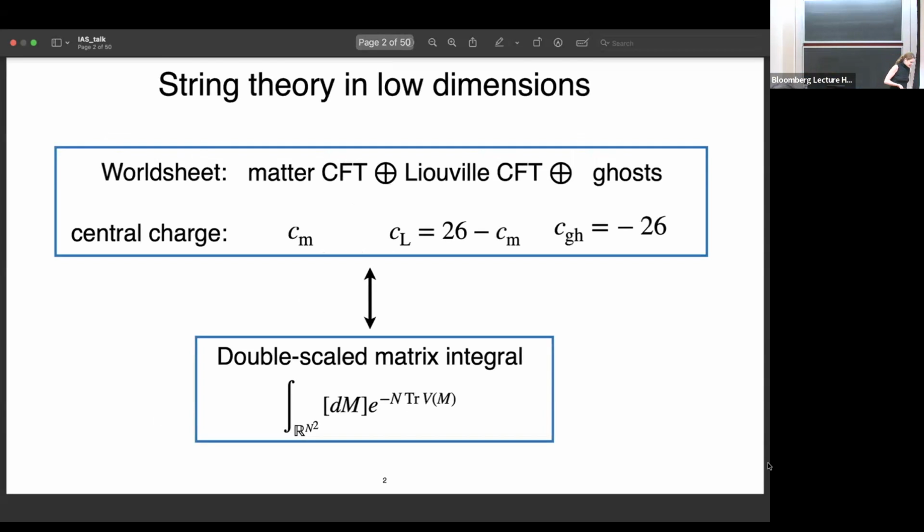But before I tell you in more detail what the complex Liouville string is, let me zoom out for a second and tell you about a persistent paradigm in the context of low-D string theory. The persistent paradigm is that some 2D string theories, which from a worldsheet perspective you can view as a matter CFT coupled to what's called the Liouville CFT in such a way that the total central charge is 26, have a dual description in terms of a matrix integral. So that's the bigger picture here.